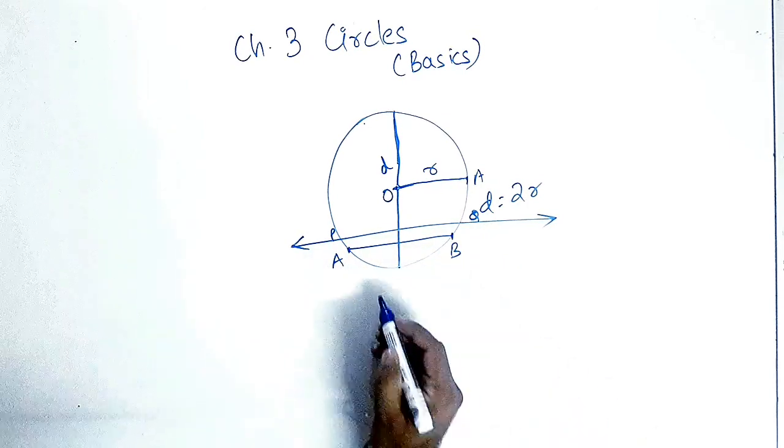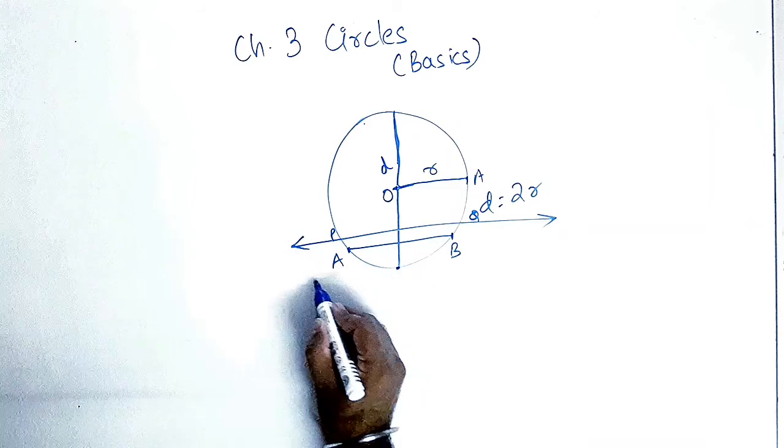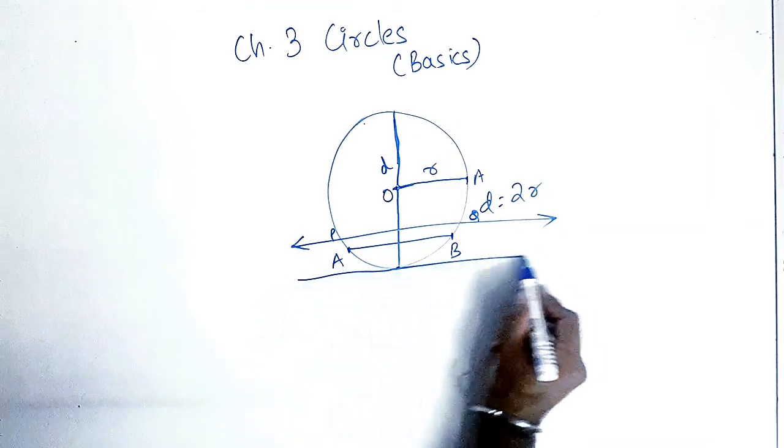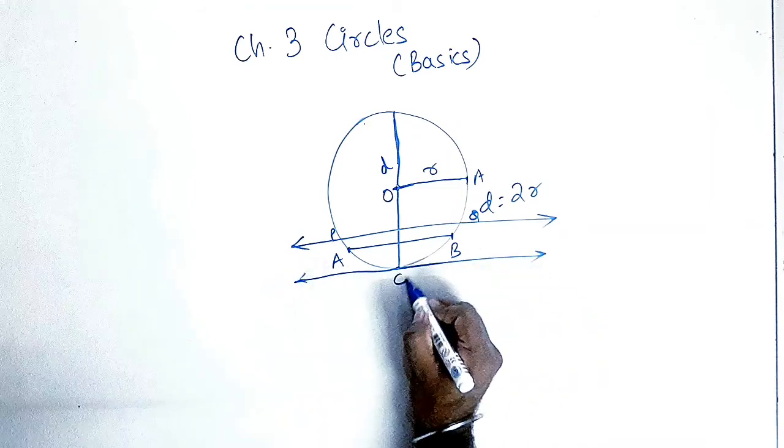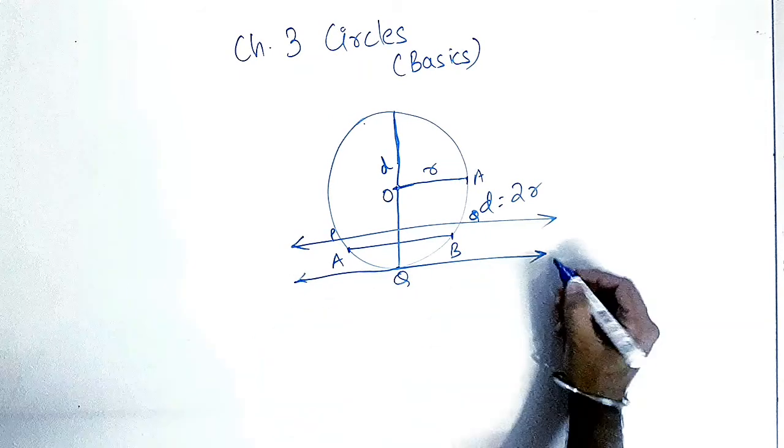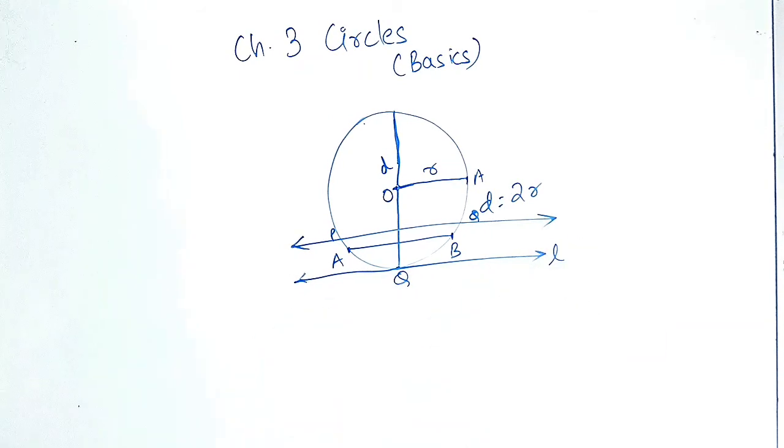Then you have tangent. You know what is a tangent? The line that touches the circle in one point is called a tangent. Here line L is the tangent. All these things you have learnt, and what you have learnt in 9th standard we will quickly revise.